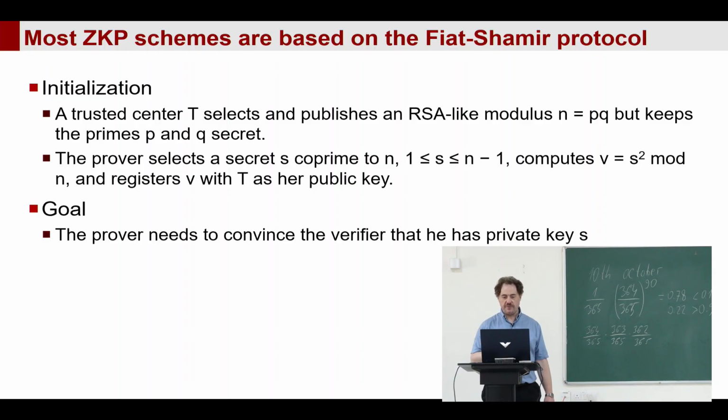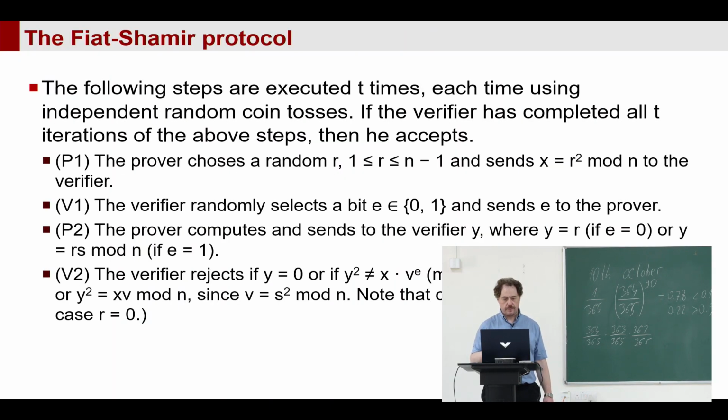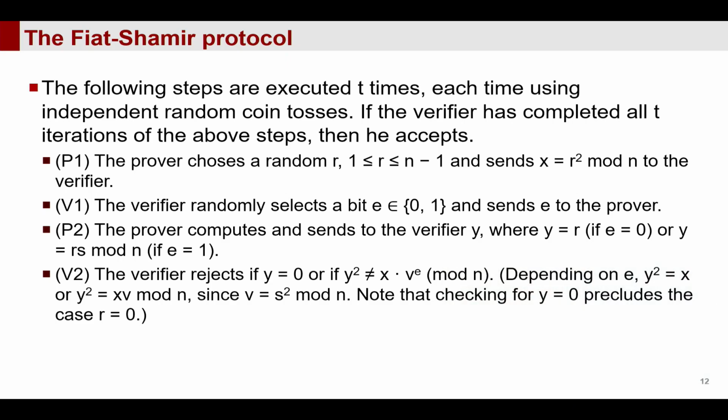So how can the prover do that? As usual, it's based on interactions, right? So the steps are executed a certain number of times, each time using independent random coin tosses. And if the verifier has completed all steps, he accepts. So that's common for many proof systems, but what each step does is different.